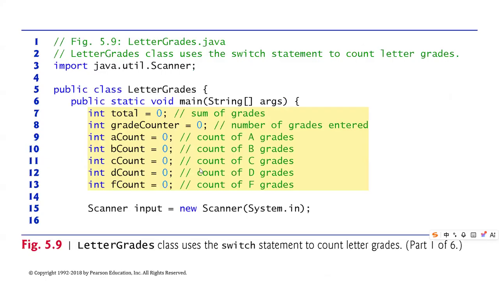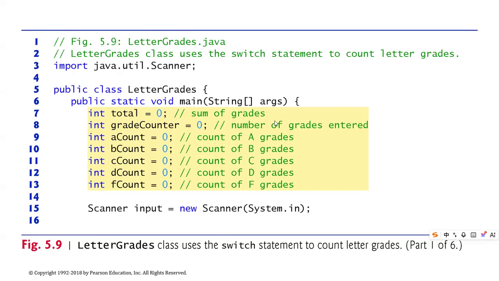And in this example, it is the letter grade Java. Here we initialize some things. The first is a total, which we assign to be 0. It's the sum of grades. And then we initialize a variable that is the grade counter, which means the number of grades entered. And then we initialize the A, B, C, D counts, which count the A grades, B grades, C grades.